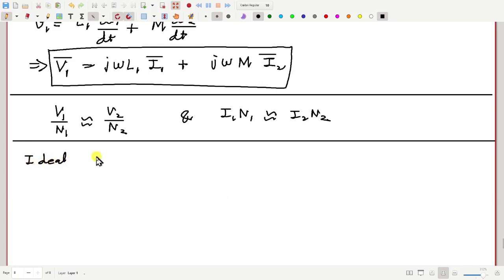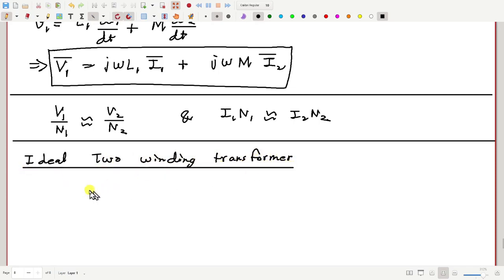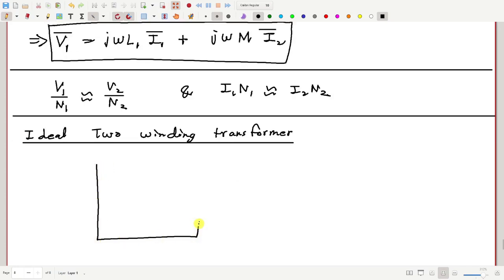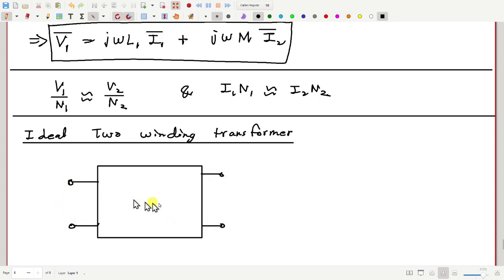An ideal two-winding transformer is a black box, some equipment which has two ports or sides, or whatever you call primary and secondary, such that if you apply some AC voltage V1 here, then there will be some voltage V2 induced in the second coil, and V2 will be equal to V1 by N1 times N2.